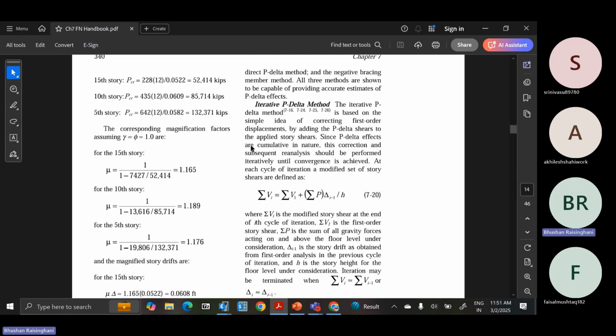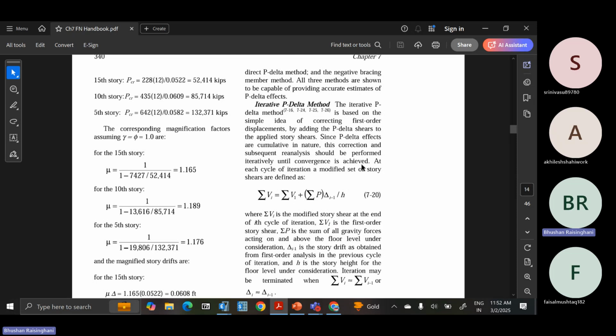Now, since P delta effects are cumulative in nature, this correction and subsequent reanalysis should be performed iteratively until convergence is achieved. Basically, the second order or P delta analysis is elastic analysis only. It is not nonlinear analysis, so it does not have a material effect on the building. And hence, superposition is possible. So by the principle of superposition, we can analyze it and add the values simultaneously.